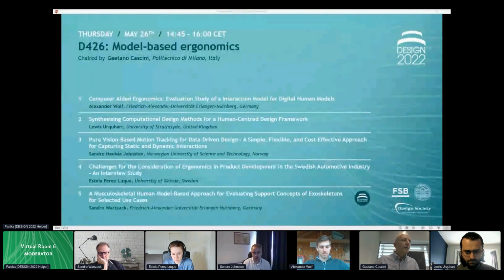Then fourth paper, Esteria Perez-Luque, challenges for the consideration of ergonomics in product development in the Swedish automotive industry, an interview study. And last but definitely not least, Sandro Wartzack presenting a musculoskeletal human model-based approach for evaluating support concepts of exoskeletons for selected use cases.